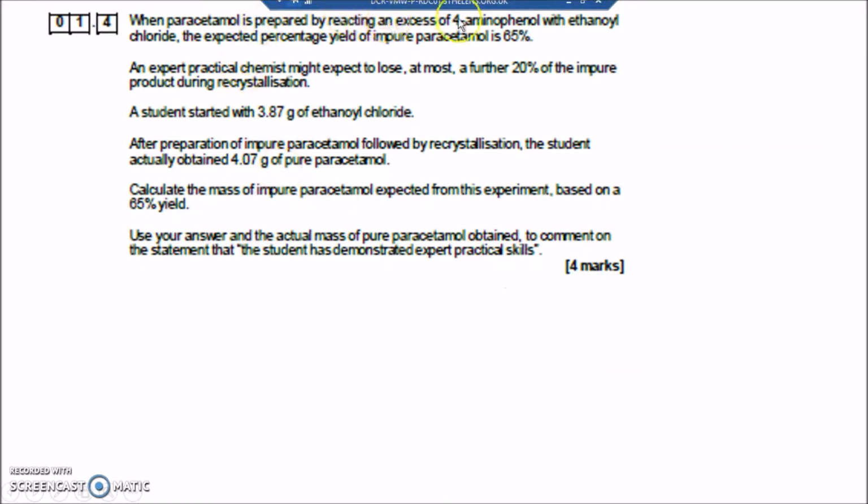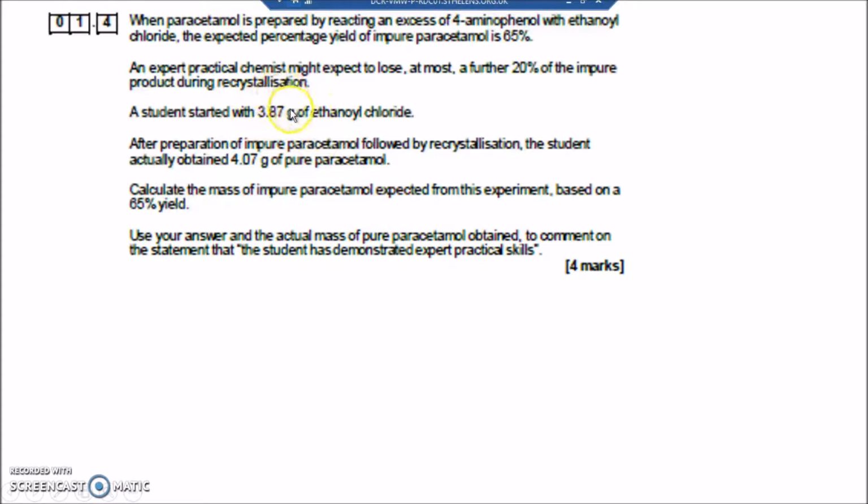When paracetamol is prepared by reacting an excess of 4-aminophenol with ethanoyl chloride, the expected percentage yield is 65%. Then, after recrystallization, a further 20% of the impure product is lost during recrystallization. So 20% of that product that you've just got out, 20% of the 65, will probably be lost. A student started with 3.87 grams of ethanoyl chloride, so we could work out the number of moles of that. After preparation, followed by recrystallization, the student actually obtained 4.07, so we could work out how much they should have made. Calculate the mass of impure paracetamol expected from this experiment based on 65% yield, and then say whether the student had demonstrated expert practical skills.